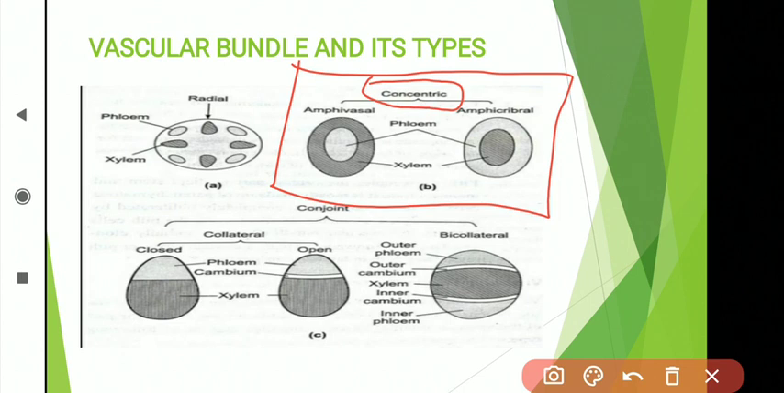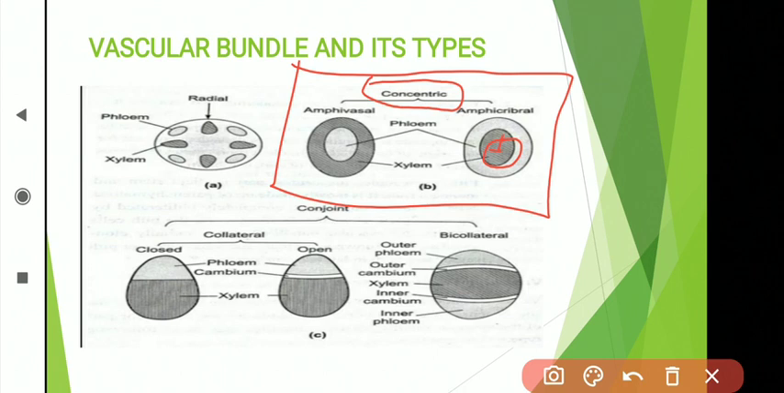That's why it is called concentric. Either xylem or phloem is present at the center, and the other is present surrounding the first one. So that's why it is called concentric. If the xylem is present at the center and the phloem surrounds it, the vascular bundle is called hadrocentric, or centroxylic because xylem is at the center, or we can say amphicribral.